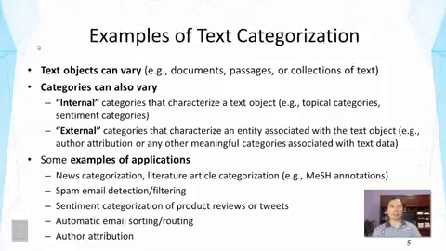Another example of application is spam email detection or filtering. So we often have a spam filter to help us distinguish spams from legitimate emails. And this is clearly a binary classification problem. Sentiment categorization of product reviews or tweets is yet another kind of application where we can categorize content into positive or negative, or positive and negative, and or neutral. So you can have sentiment categories assigned to text content.